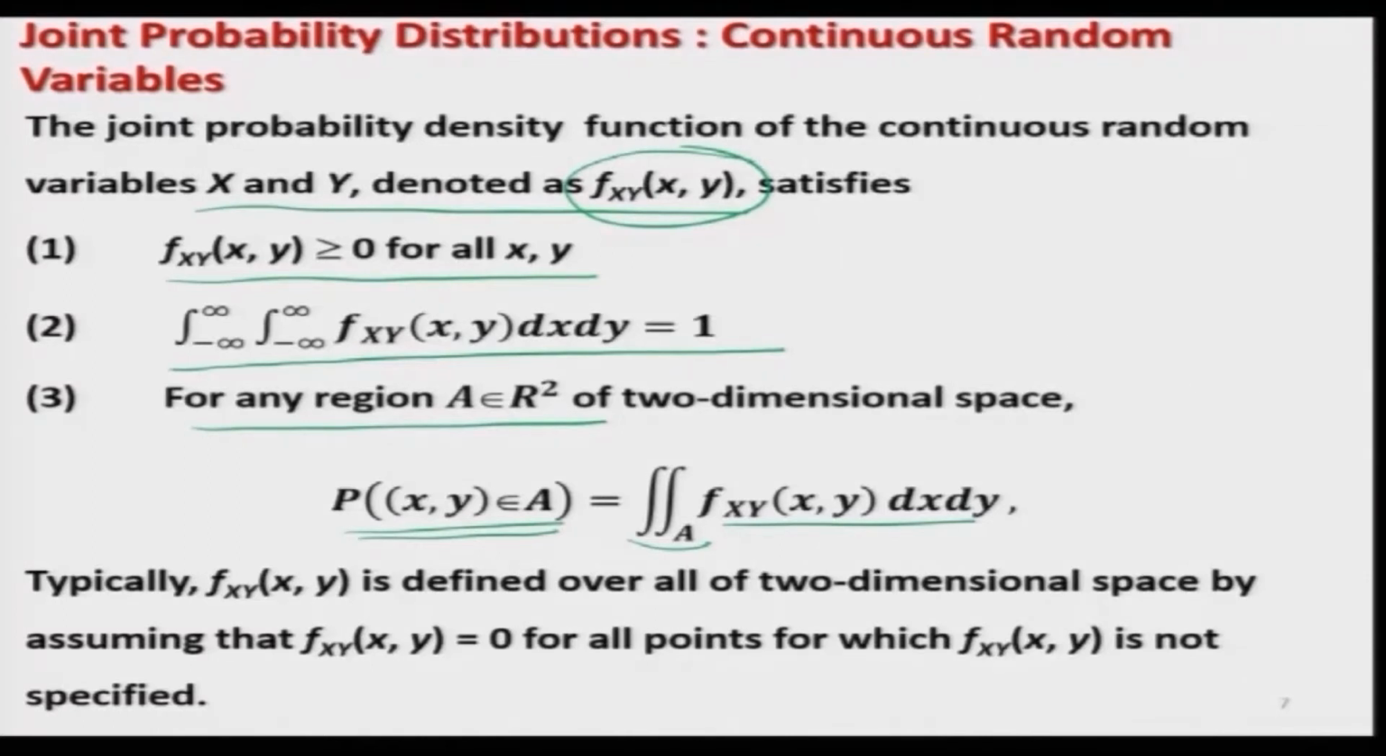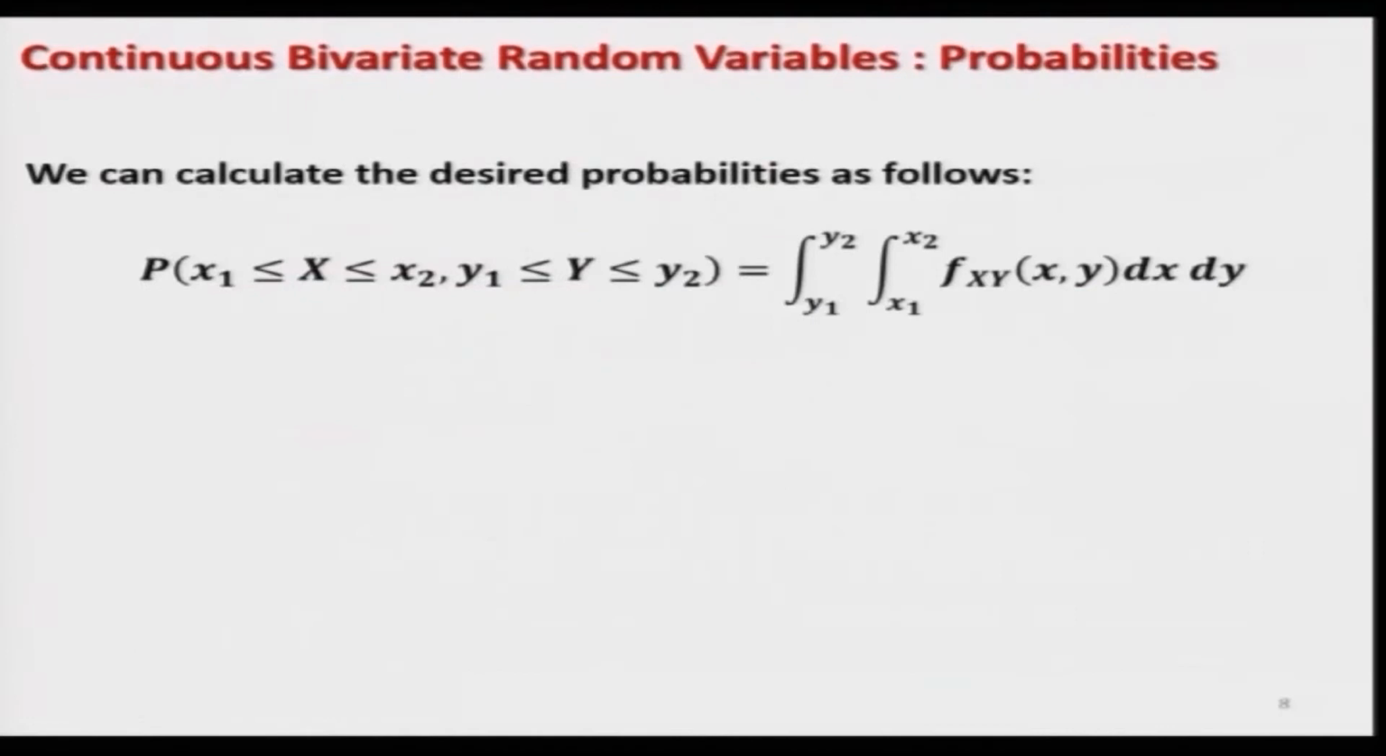Right. So, typically this f x y is defined over all of two-dimensional space by assuming that f x y is equal to 0 for all points for which f x y is not specified. That is the same definition that you did in the case of univariate. For example, if you try to recall the uniform distribution, you define the probability space only between the 2 points A and B, and besides those points the value of PDF was 0, right.